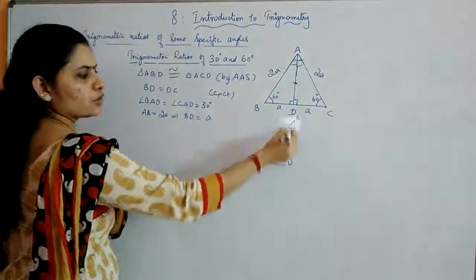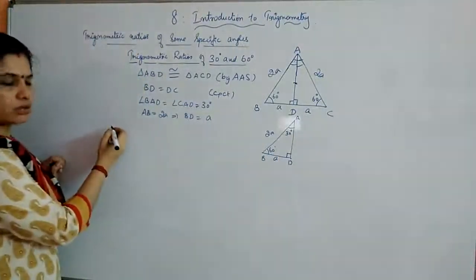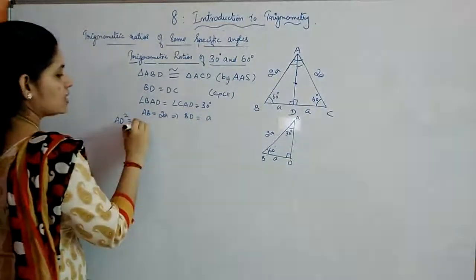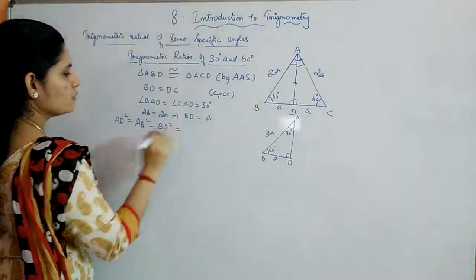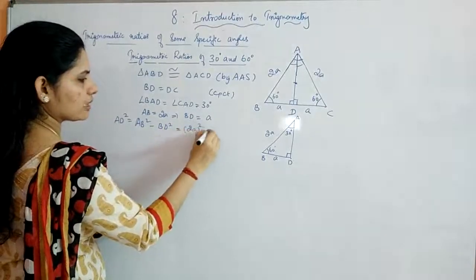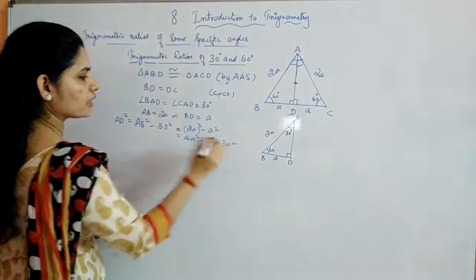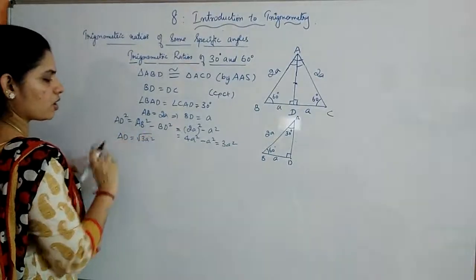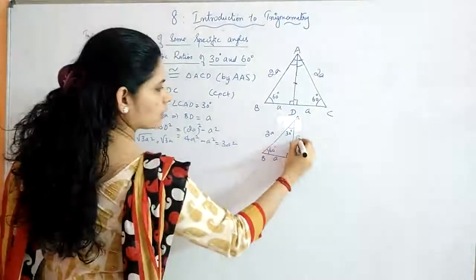Now, you have to find out what is AD. So, this is 2A, this is A. Here you have to find out by Pythagoras theorem. So, you will get AD square is equal to AB square, which is your hypotenuse, minus BD square. AB square is 2A the whole square, minus BD square is A square. That is 4A square minus A square, which will give you 3A square. That means AD will be root of 3A square, or root 3A. So AD you got root 3A.